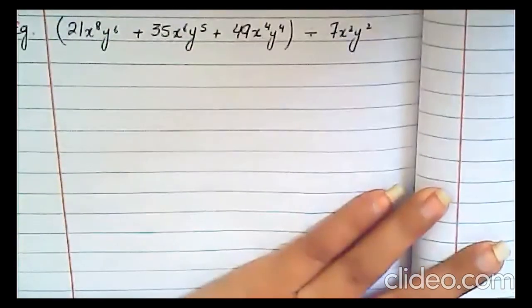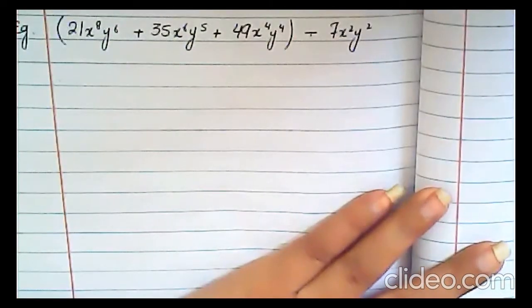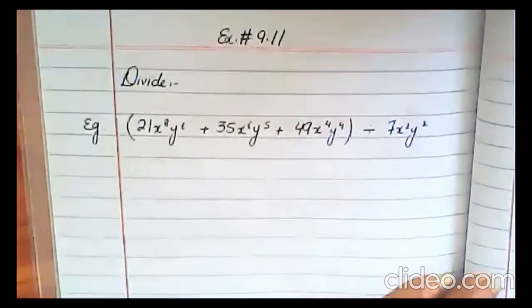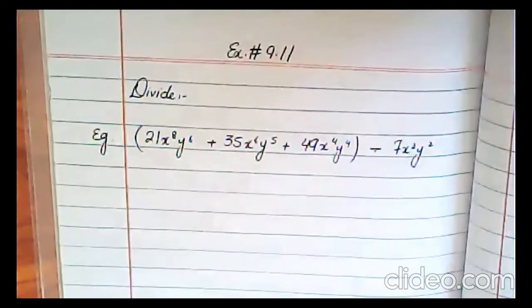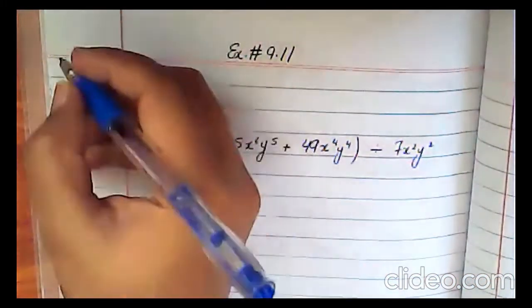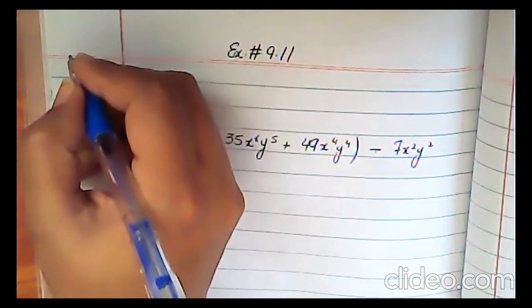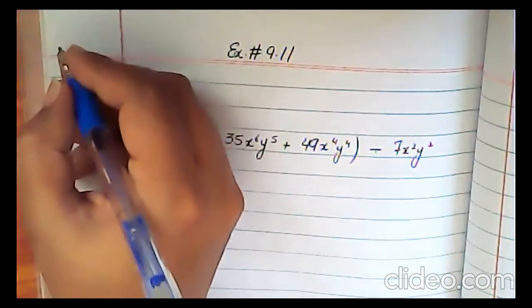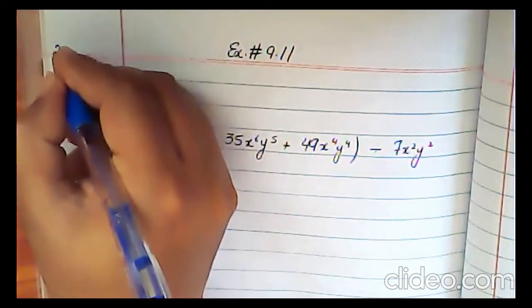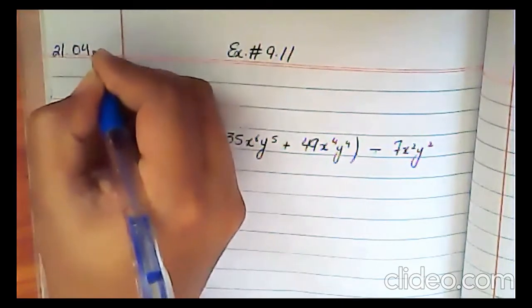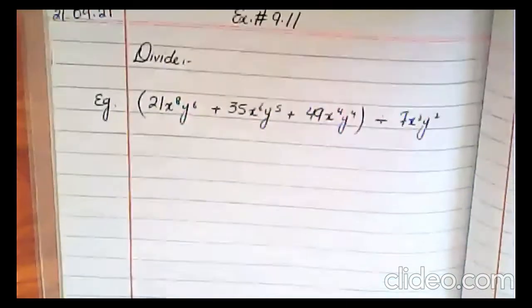So this is the question that we are going to do, right? Now look at here. Exercise number 9.11. You will write it down here. Your date, which is today, is what? Today is, I guess, 21st. 4, 21.